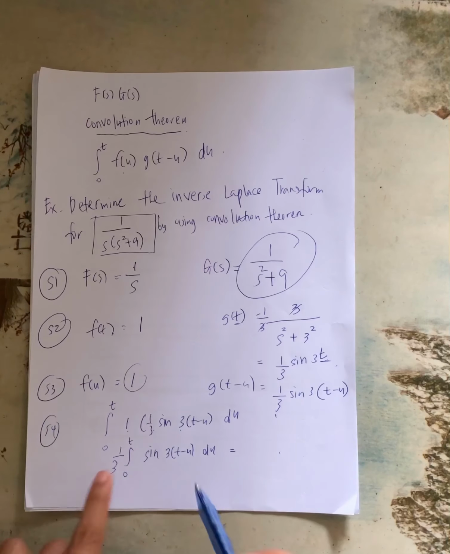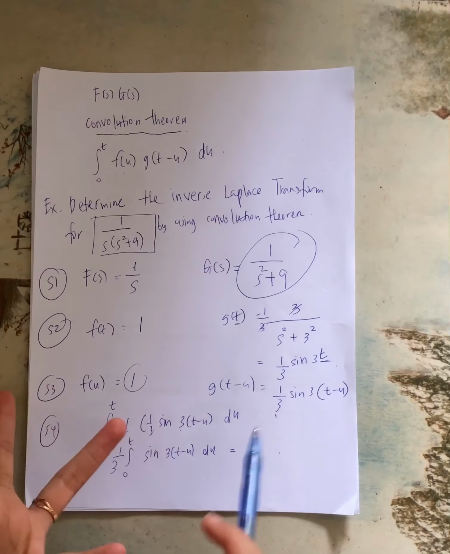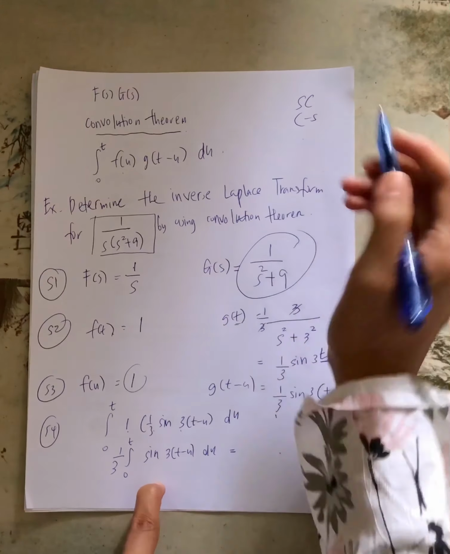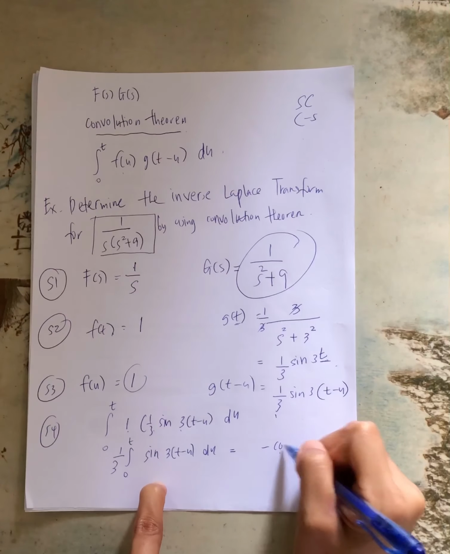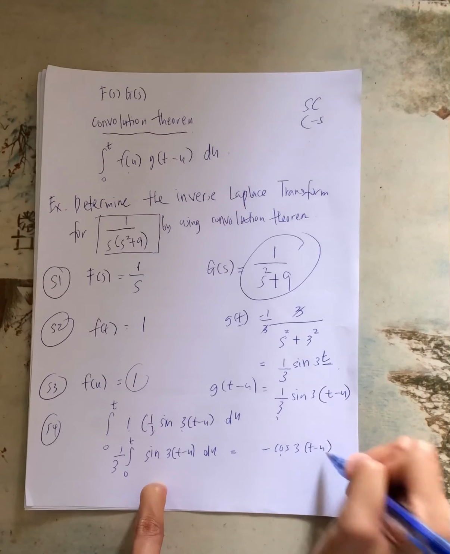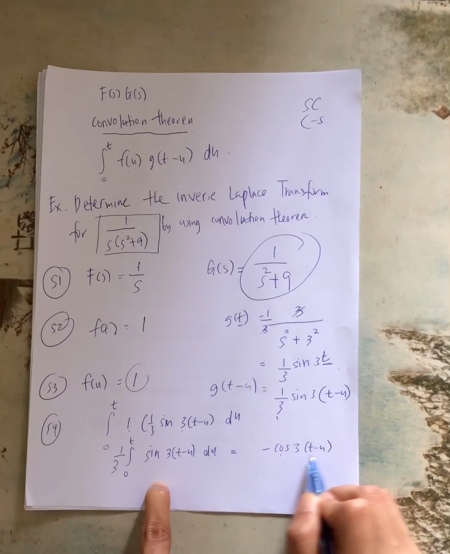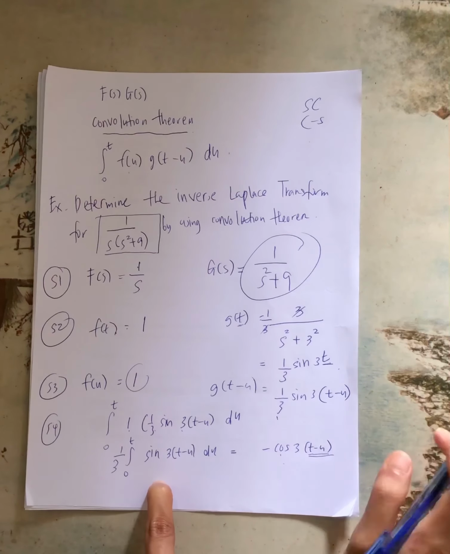Okay, so now you need to solve this integral. You integrate sine, what we get here. Integrate sine, you get negative cos. So negative cos 3t minus u, and then another thing that you need to do is differentiate this one with respect to u.